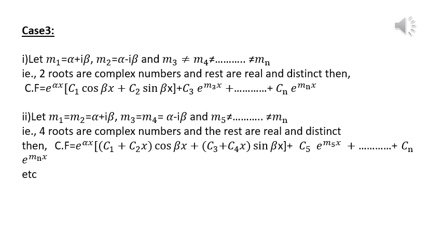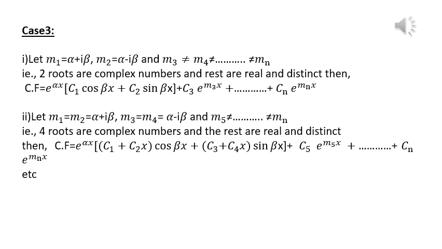Next, case 3. First subdivision, let m1 equal to alpha plus i beta, m2 is equal to alpha minus i beta, and m3 is not equal to m4, not equal to m5, not equal to, etc., not equal to mn. This means that two values of D are complex numbers. Okay, say m1, m2 are alpha plus i beta and alpha minus i beta.